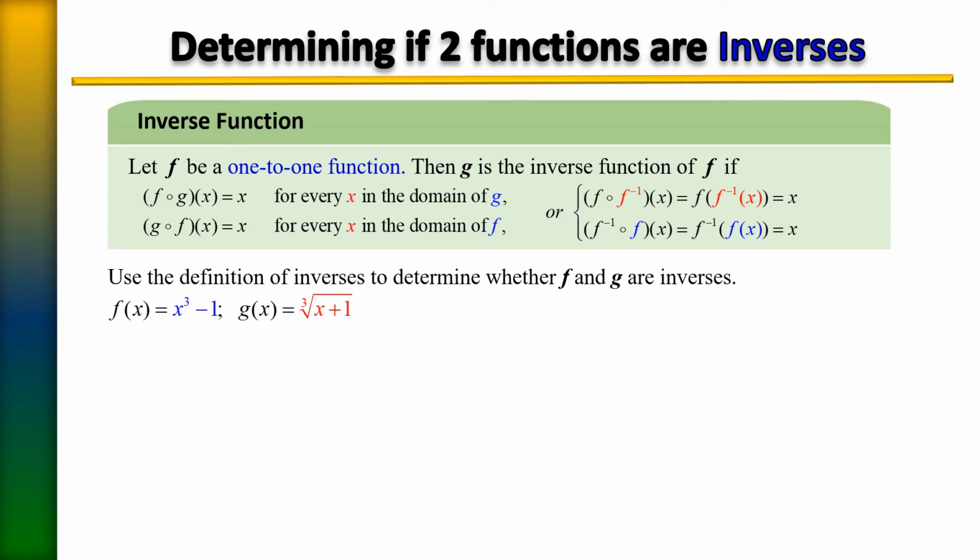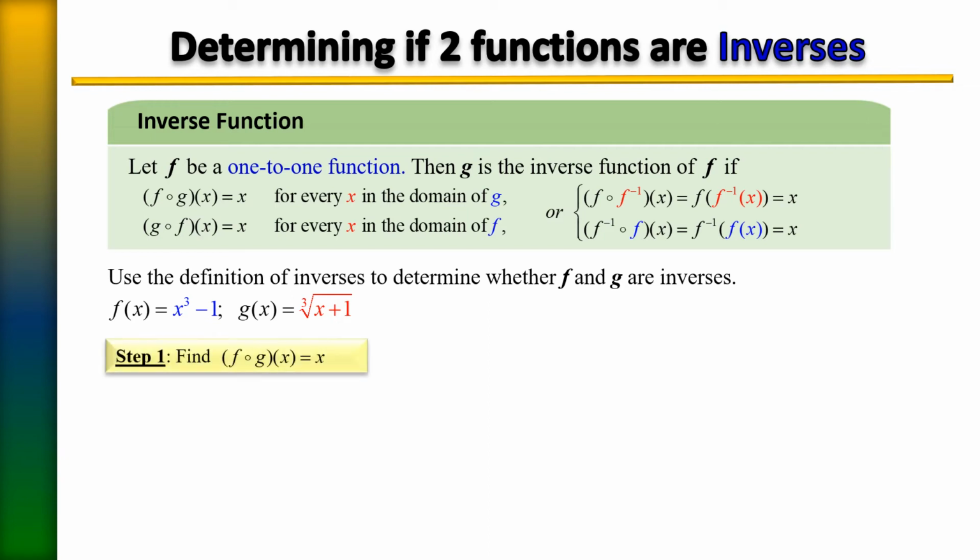So here we're given two functions, both f and g, and asked to determine if they are inverses. So f of x equals x cubed minus 1, and g of x equals the cube root of x plus 1. And we want to determine whether they are inverses of each other.